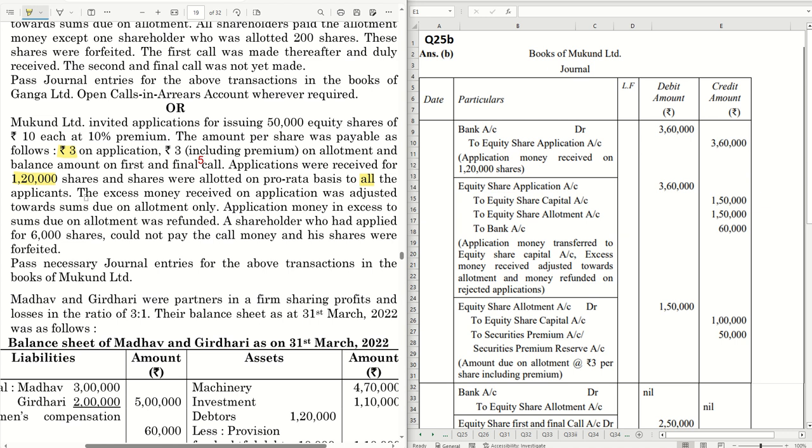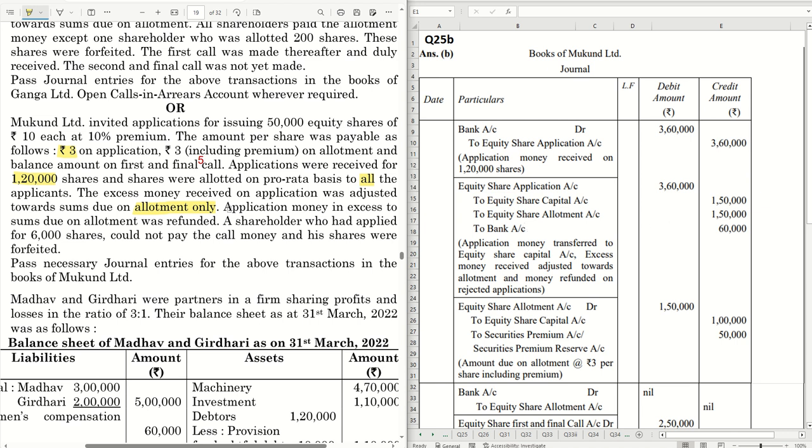See, if you read the question here, the excess money received on application was adjusted towards sums due on allotment only. So nothing to be adjusted with call. Any excess money beyond allotment will be refunded. So this is the refund, which is like a hidden refund. You have to understand and make the entry accordingly. To bank account 60,000. So for allotment, we have received the entire allotment, including premium, nothing is left.